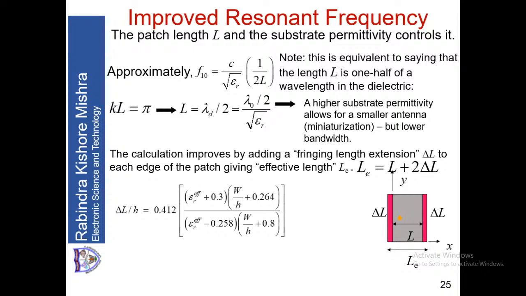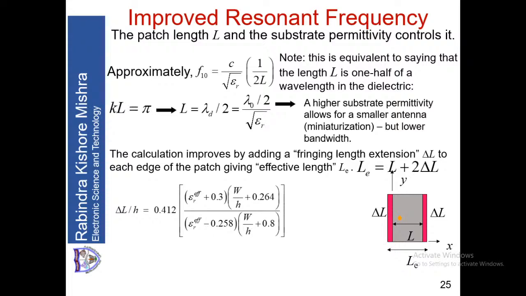If free space is one and the substrate is epsilon r, it will be in between these two, around epsilon r plus 1 by 2. An empirical expression has been found which gives epsilon r effective as epsilon r plus 1 by 2 plus epsilon r minus 1 by 2 into 1 upon root over of 10 times h by w plus 1. So that is the expression for epsilon effective, the effective dielectric constant.